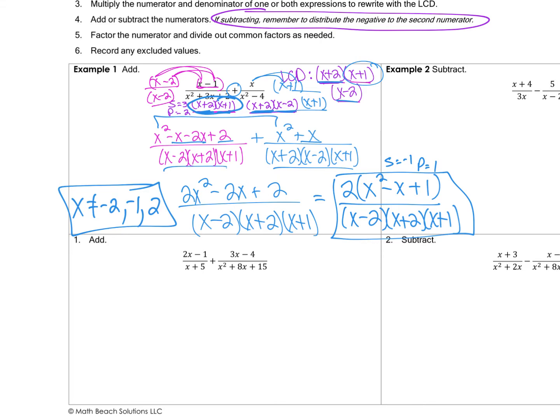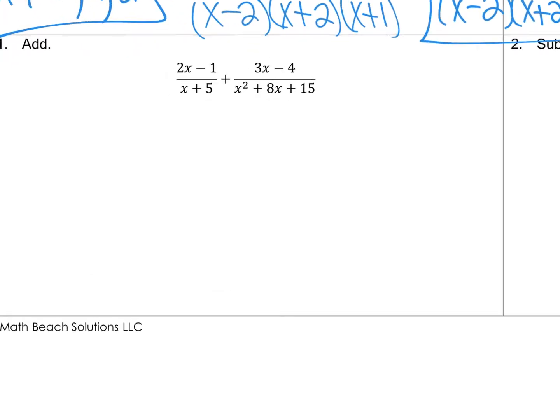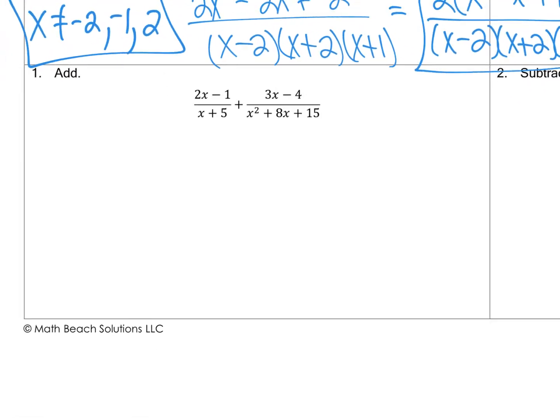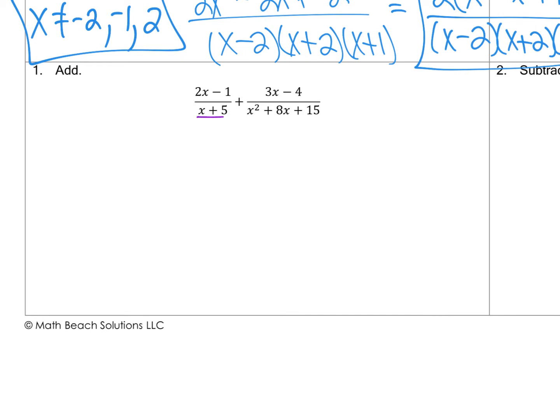All right, let's try another addition one. So first step is to factor your denominators. We can't factor x plus 5, so we don't have to do anything with that. The second denominator, it's a trinomial, so sum is 8, product is 15. So that would be 3 and 5.